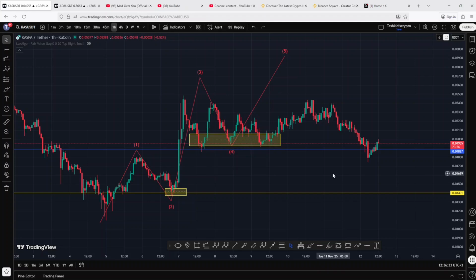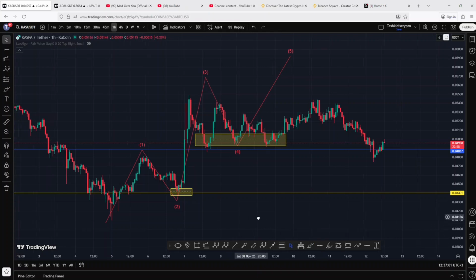Kaspa at the time of this recording is giving us a bit of a bounce to the upside and continues to hold above a horizontal line of support above the 0.04887. And on today's update video, I will be discussing the next key areas of resistance that we need to see a break above, and also give you a negative structure that is unfolding here on the Kaspa chart. So make sure that you stick around till the end of the video.